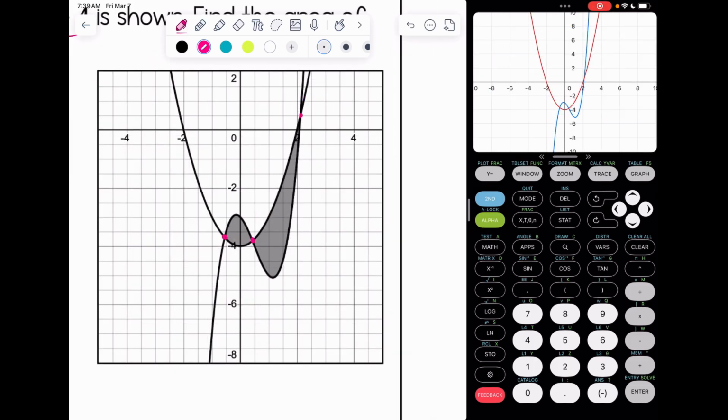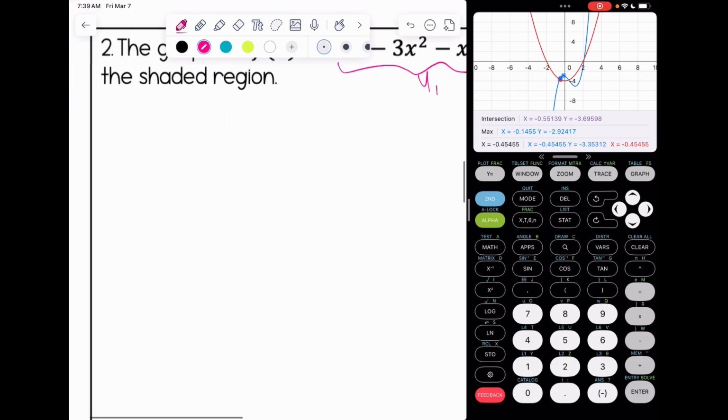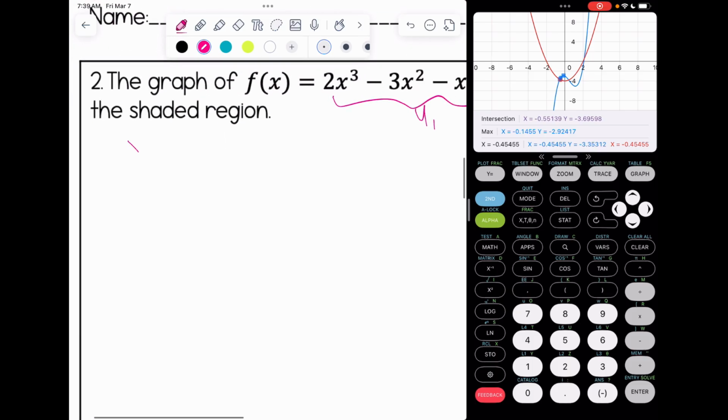So now that I'm looking at the graph, I'm going to do second trace, and then choice 5 to find points of intersection. If you're using an actual calculator instead of this app on the iPad, it might look a little bit different. You might have little cursors on yours. But basically, you're going to pick a left bound and a right bound. And I can see here that the intersection is occurring at x equals negative 0.55139. So I'm going to list that first intersection over here.